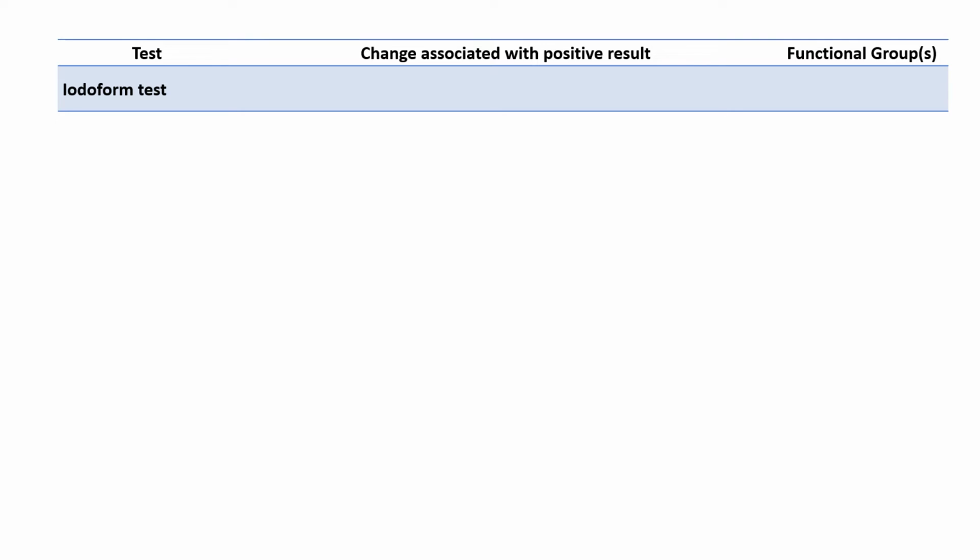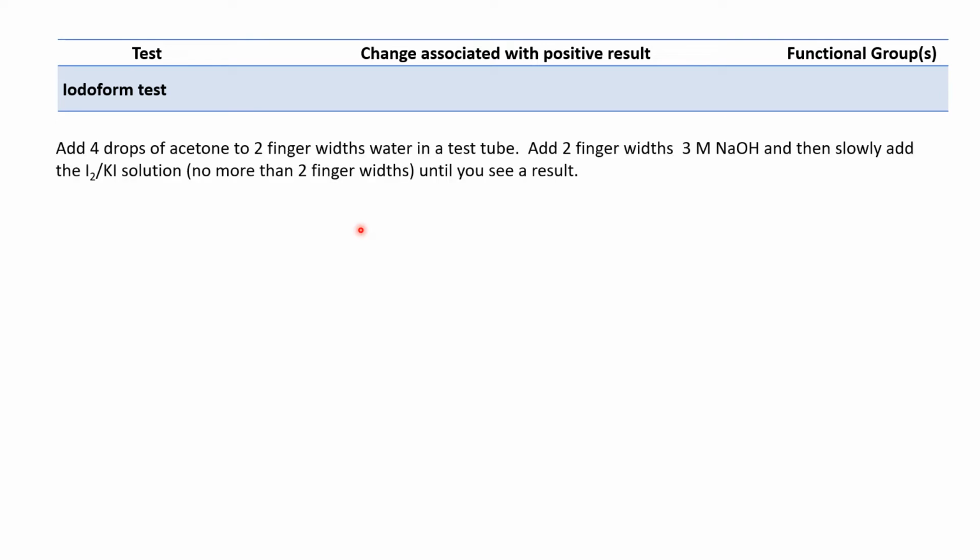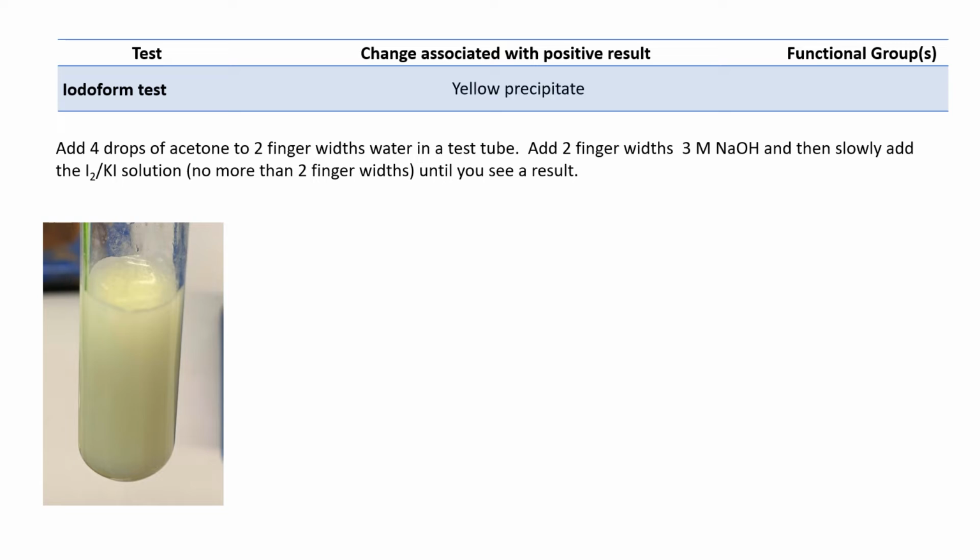Iodoform is one that will almost certainly come up on your test. Take what we're reacting, and we're using acetone, otherwise known as propanone by you guys. Everyone else in the world calls it acetone. You add in sodium hydroxide and then iodine till you see a result. And the result that you see is this yellow precipitate.